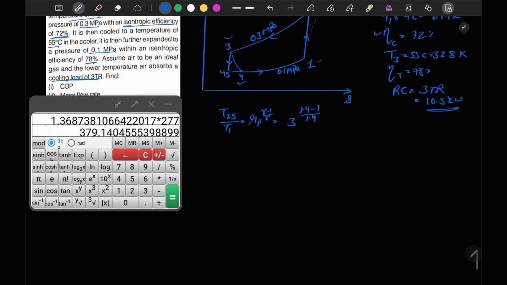So this temperature, T2s, is equal to 379.14 Kelvin. Okay, similarly we can write T3 upon T4s is equal to Rp to the power gamma minus 1 by gamma. Okay, and substituting all the values we will get T4s. So this Rp to the power gamma minus 1 by gamma value comes out to be 1.3687.